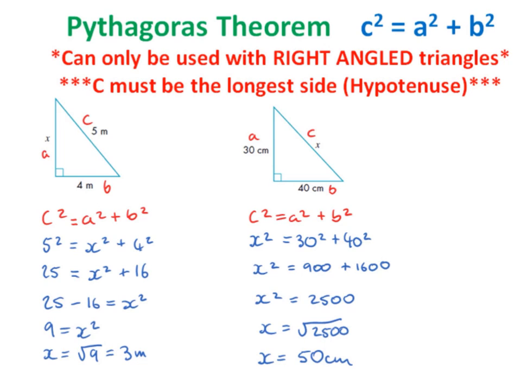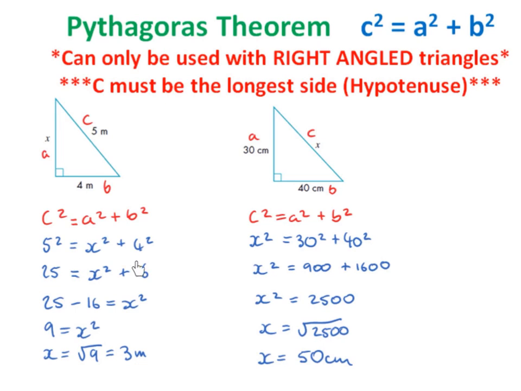Then we substitute into our formula. So I'm going to swap the C for 5 because it's the longest side, so I get 5 squared equals, I swap the A for x because I've labelled the x as A, so I get x squared plus, I swap the B for 4 because I've labelled the 4 as B, 4 squared. 5 squared is 25, which is equal to x squared plus 4 squared, which is 16. So 25 equals x squared plus 16.